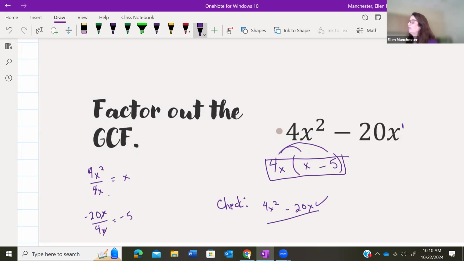Okay, so greatest common factor, you look at the numbers, the coefficients. That's the mathy term, the big number in front of the variable. You look at that, you find the biggest number that can be divided out of both of those, and then you take out the variable with the lowest exponent, okay?